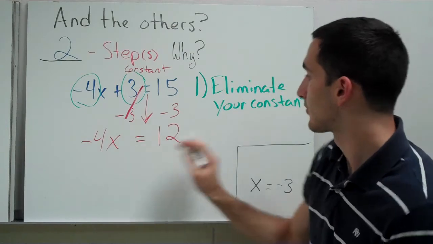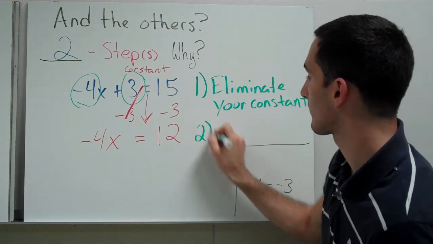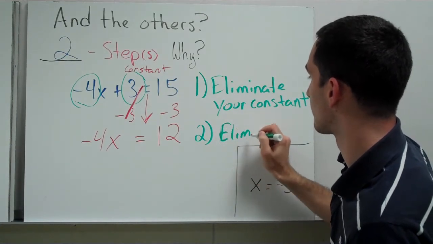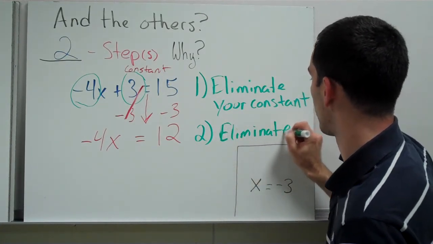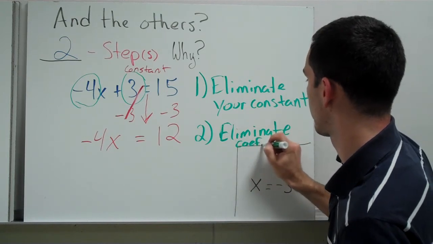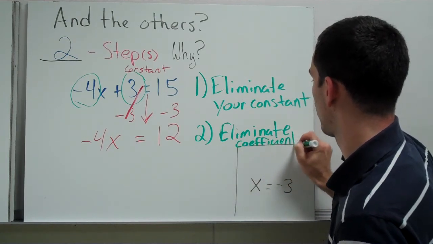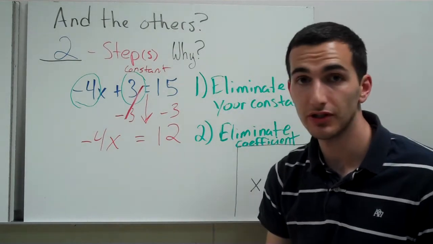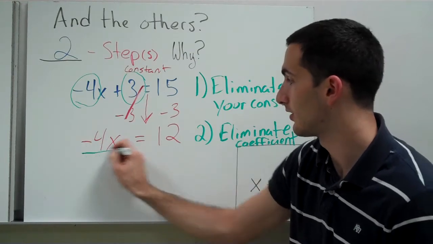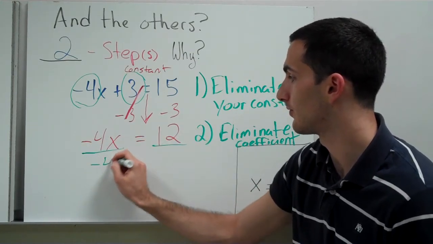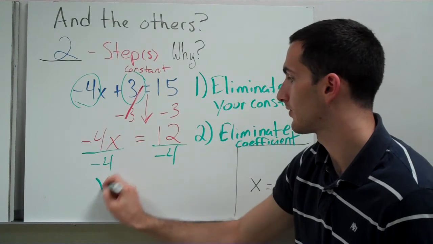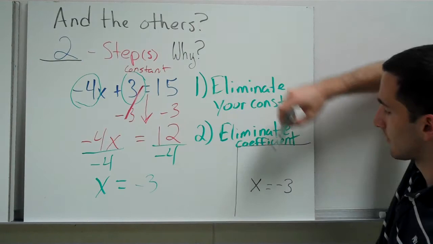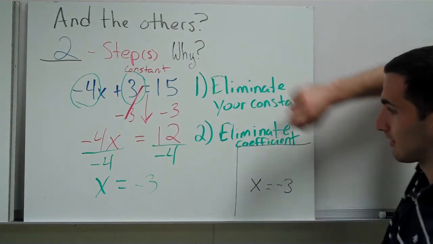One step. So our second step in our two-step equation is going to be to eliminate what's left over, which is always going to be our coefficient. So first eliminate your constant, second eliminate your coefficient. Again, we're using inverse operations. This is multiplication. The inverse of multiplication is division. So I'm dividing by -4 on both sides. And x equals 12 divided by -4, which is -3. And we can see our answer over here is correct. x equals -3.